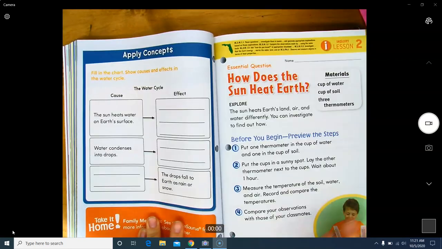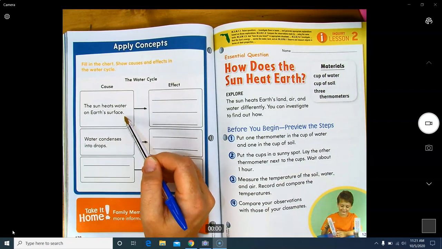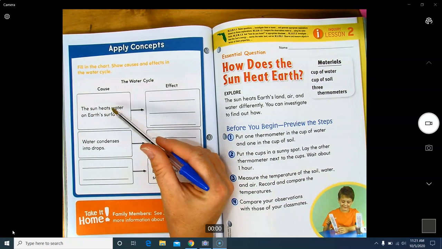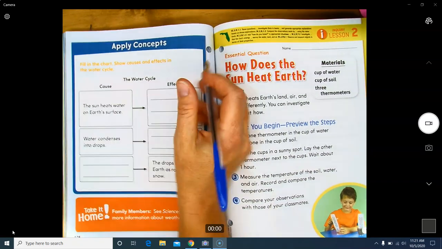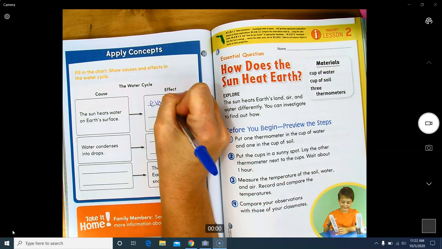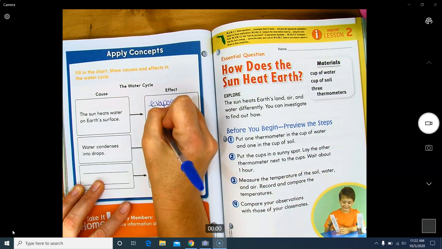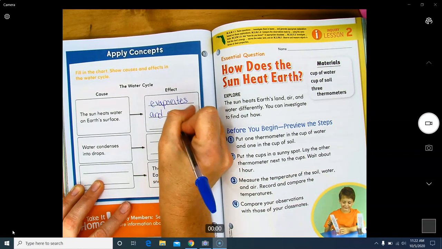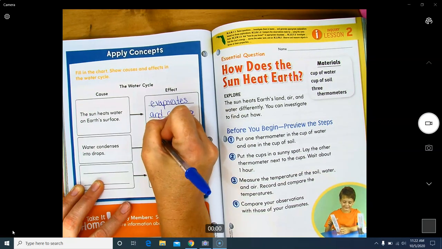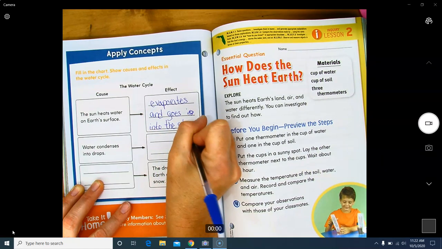And then on this side is cause and effect. So the sun heats water on Earth's surface. So that's the cause. What happens when the sun heats water on Earth's surface? The water evaporates, right? And goes into the air. Into the sky. That's the effect.